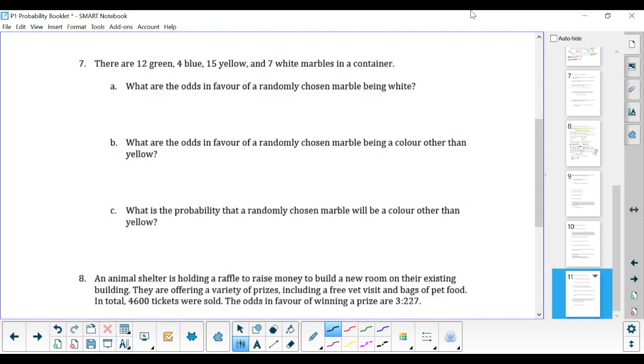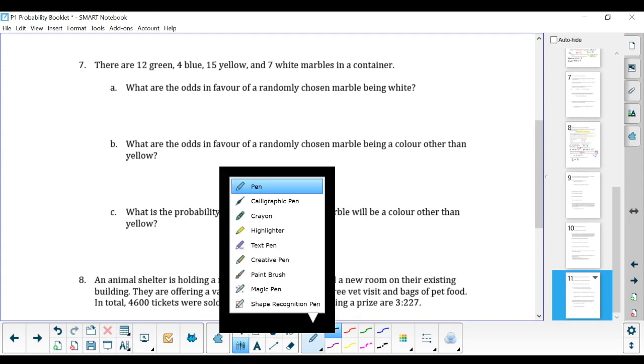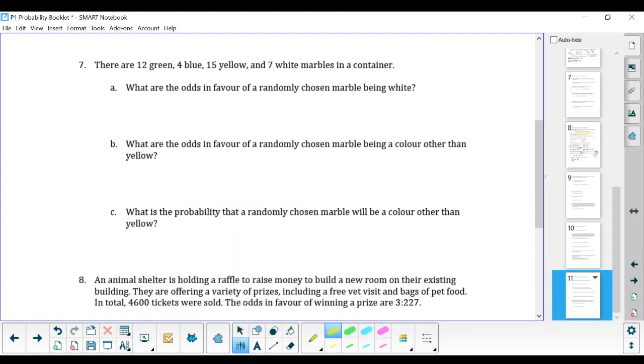We can take a look at another example here at number 7. So there are 12 green, 4 blue, 15 yellow, and 7 white marbles in a container. What are the odds in favor of a randomly chosen marble being white? So we're going to look at the number of possible marbles being white. There's 7 total marbles that are white. And all together, if we were to count up all of these marbles, 12 plus 4 plus 15 plus 7, that will give us 38 total marbles.